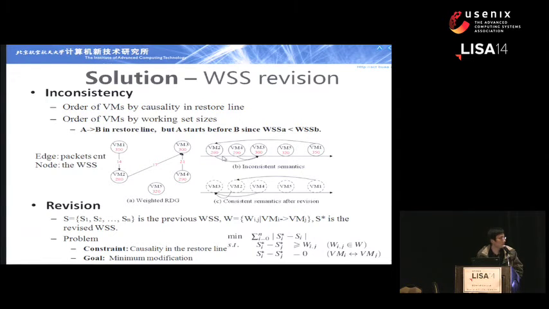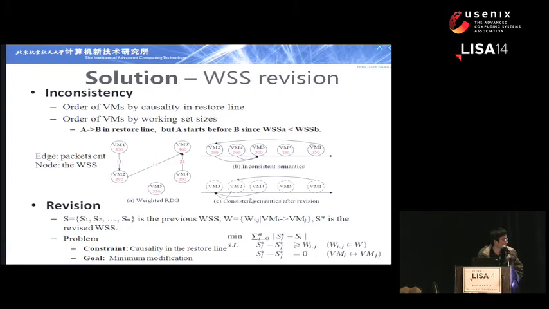In the working set size order, VM2 should start first because its size is the lowest, and then VM4, whose size is bigger, and finally VM1, whose size is the largest. But in the restore line, VM3 should start first because it is depended on by VM2 and VM4. So we need to revise the working set size to make the two orders consistent.